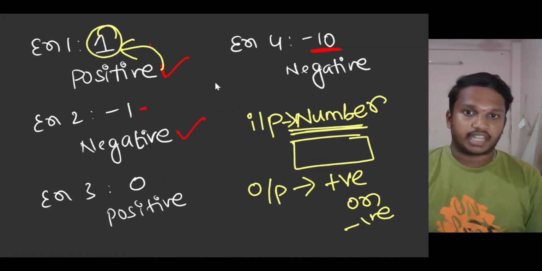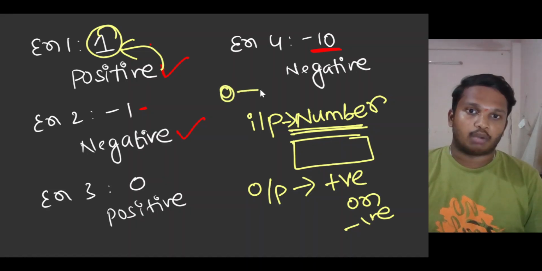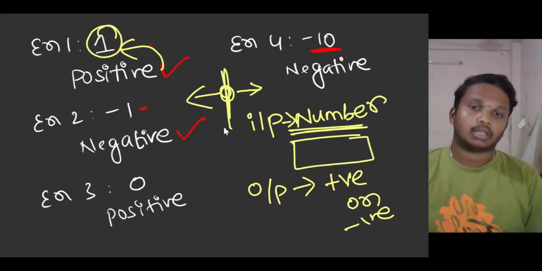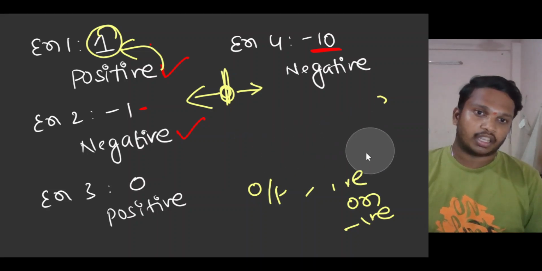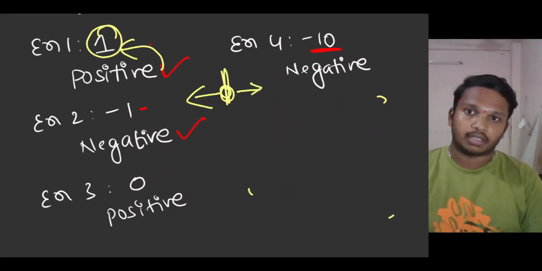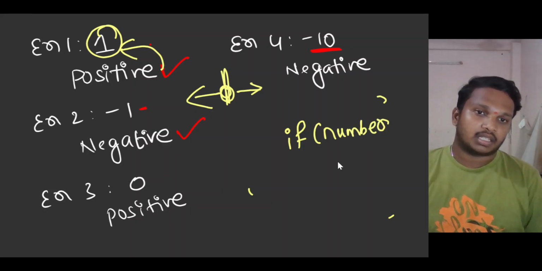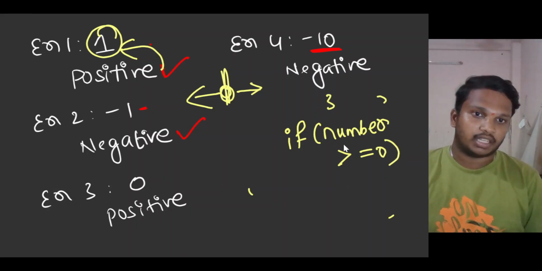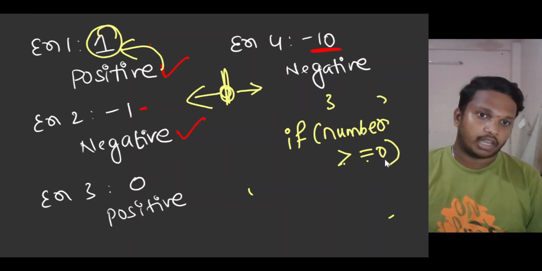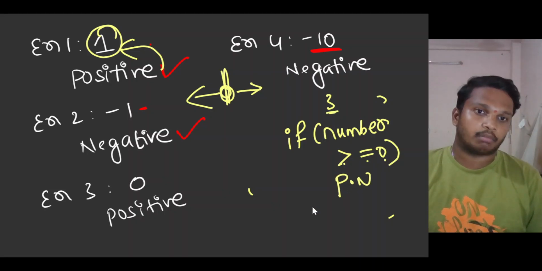It will segregate, because here we have 0 and we are taking it as a left part or right part based on this 0, right? So similarly, if you want to use it in if, how do we need to write it? If the number is greater than or equal to 0, what happens? For example, 3 is greater than or equal to 0. 3 is greater, right? Then what we need to print? It is a positive number.